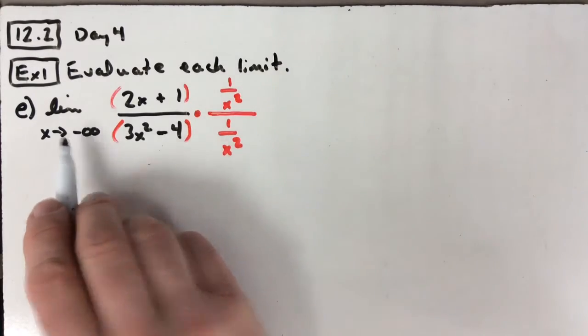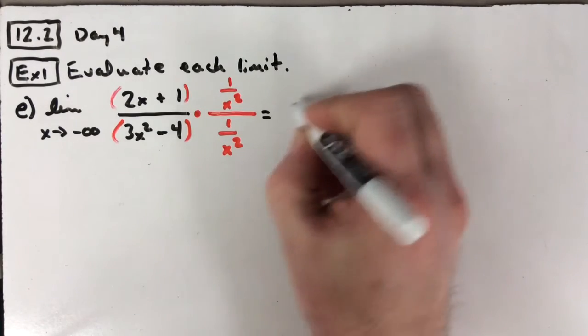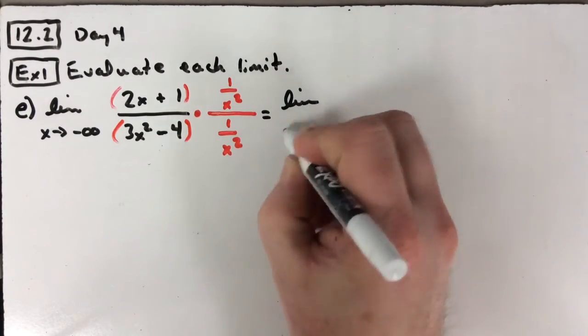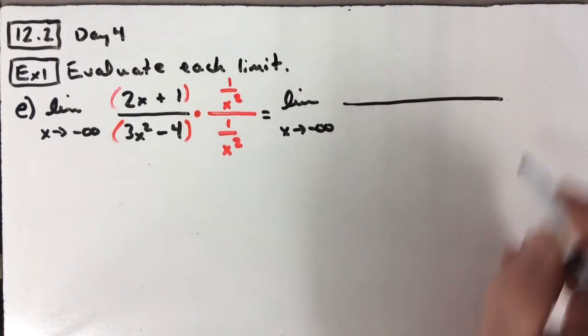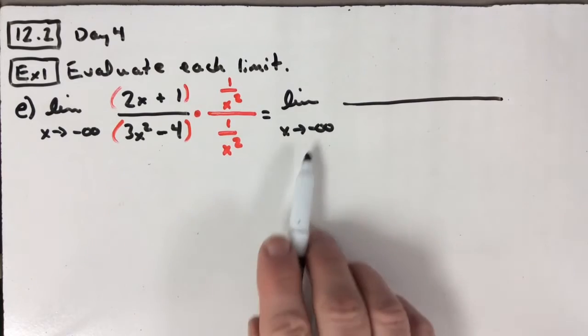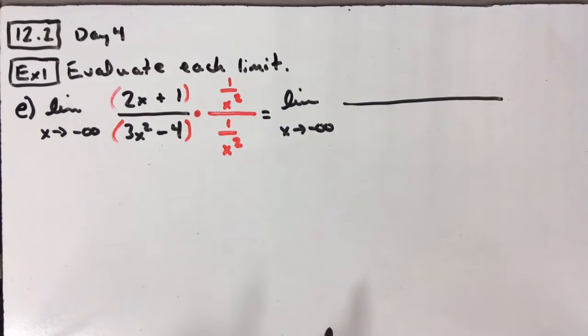I'm not plugging in infinity or negative infinity yet, so I still need this limit in front. The limit as x approaches negative infinity stays out there in front the whole time. You just keep copying it down until you do your direct substitution with negative infinity.